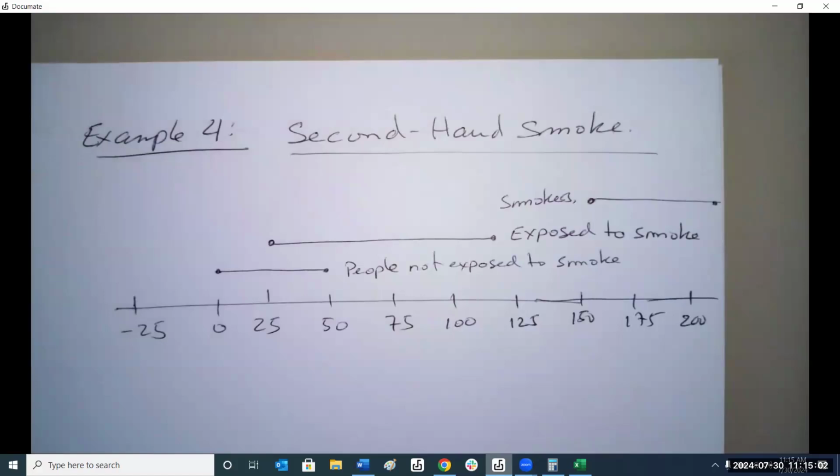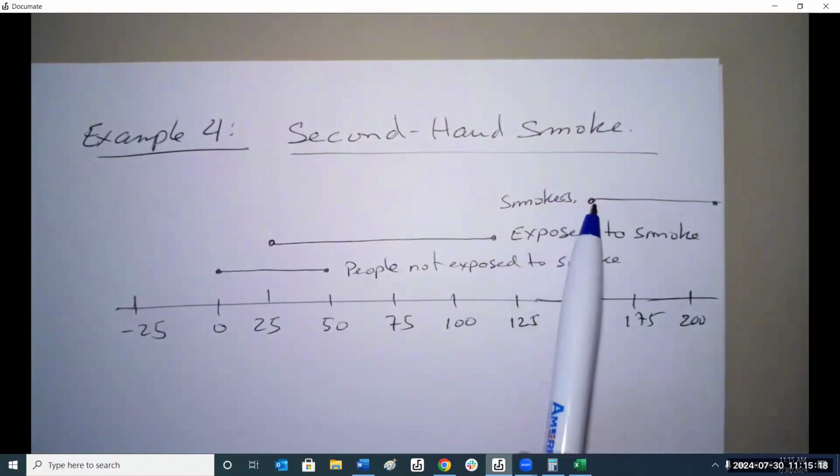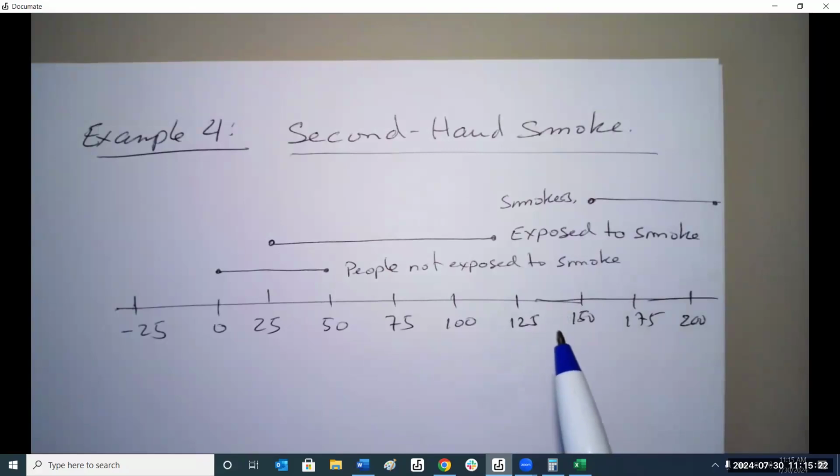So what does this thing tell us? It says this graph shows confidence interval estimates of the mean cotinine level of each of these three samples: people who smoke, people who don't smoke but are exposed to tobacco, and people who don't smoke and are not exposed to tobacco.